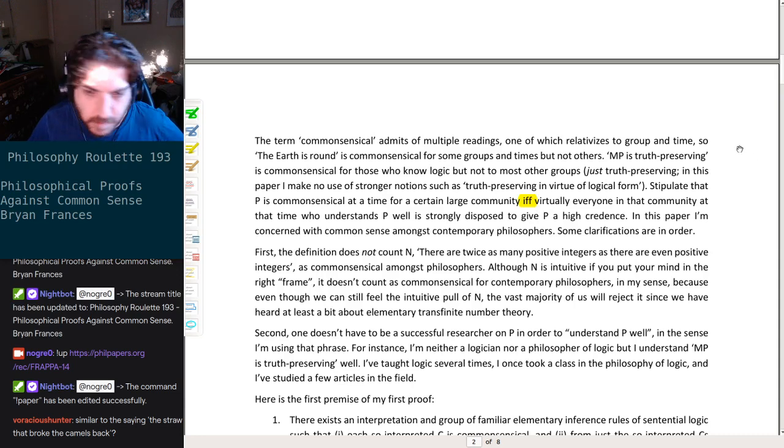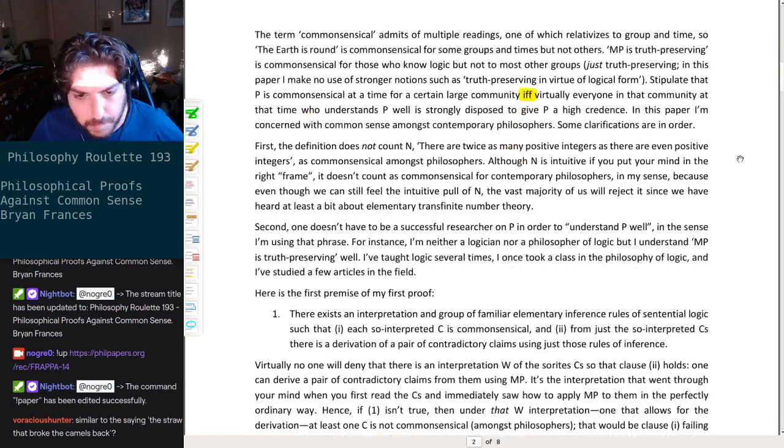I bring this up because it raises an issue for exactly what is commonsensical. If you are talking about a reasonably narrow subsection of the world, the people who use IFF unflinchingly in a sentence, then what is commonsensical to them? Is that really common sense? Who's it common to? Okay, continuing.